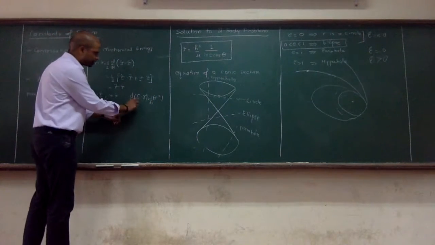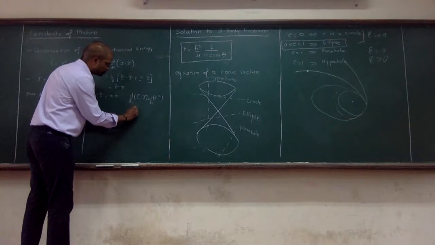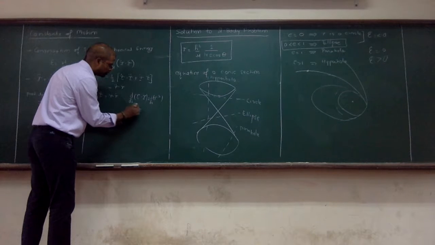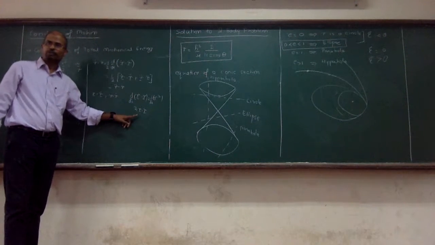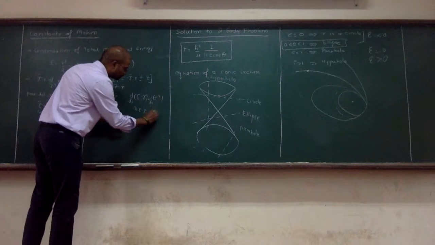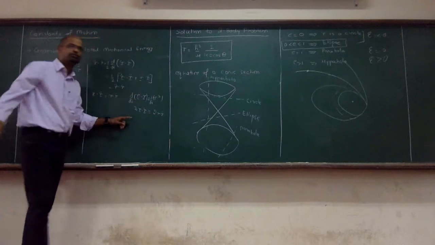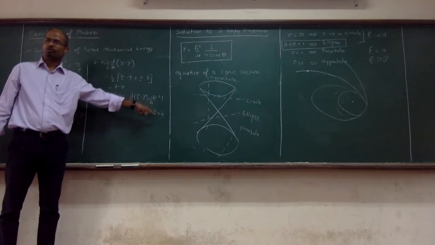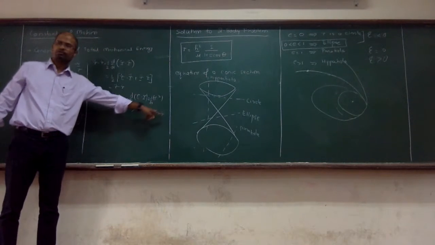So what is this? 2 r dotted with r dot, right? Correct? Equal to 2 r dot. Right? This is 2 r dot, 2 r dot dot.